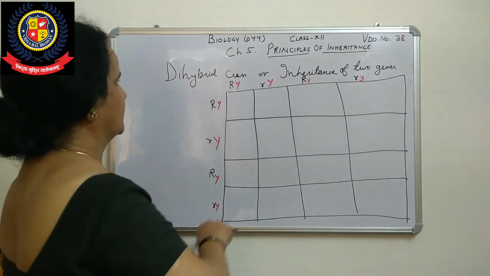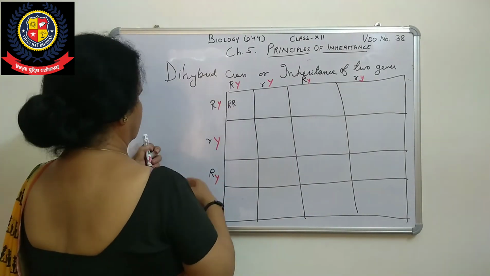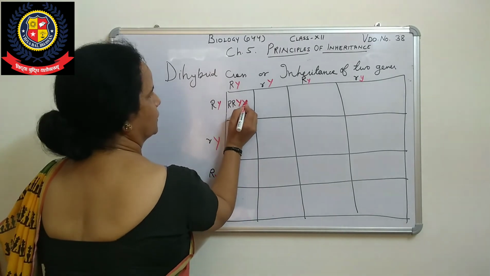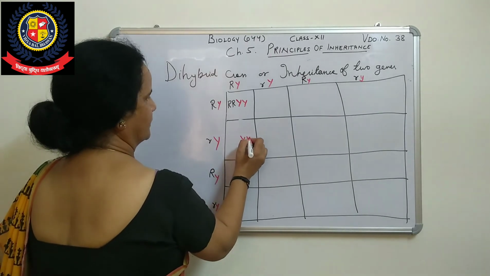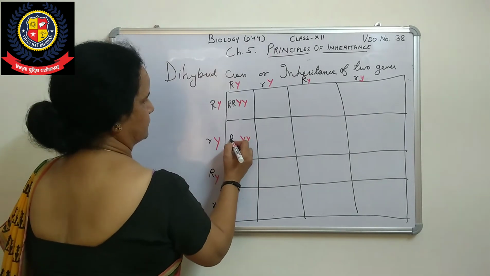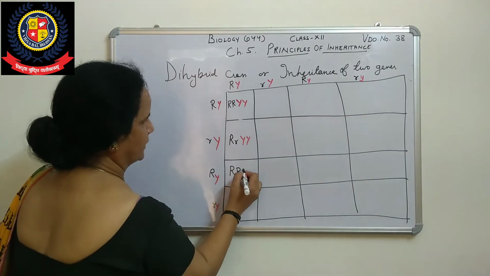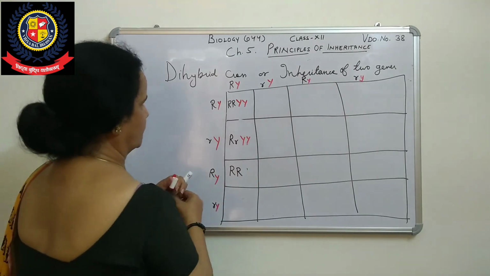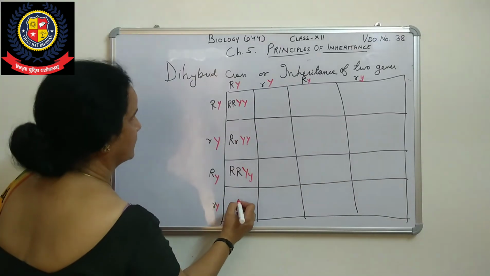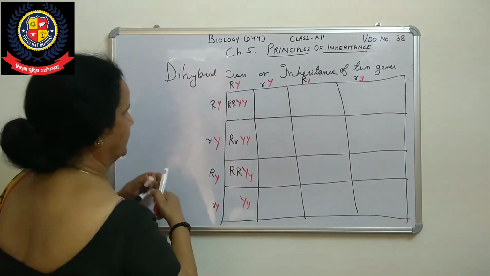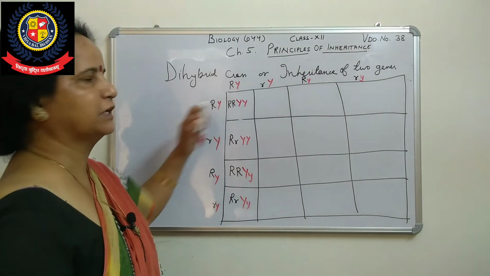How will it be? So first we will see capital R and capital Y. Okay. Then here we will get capital Y and this one. Now here we will get capital R, R and Y and this one, capital Y, small y. Here we will get capital Y, small y and capital R and small r. Okay. So in that way we will multiply together.